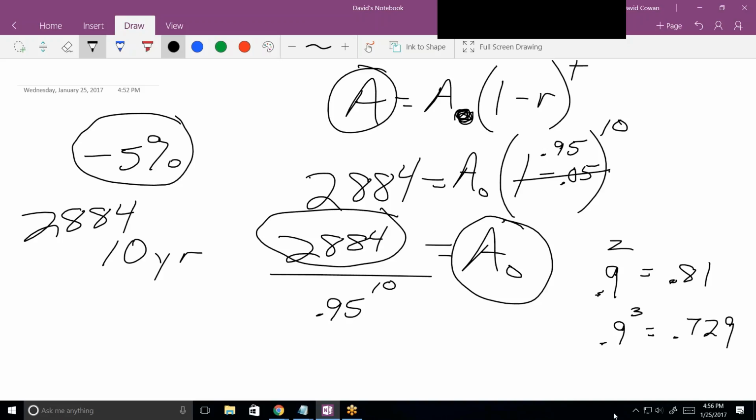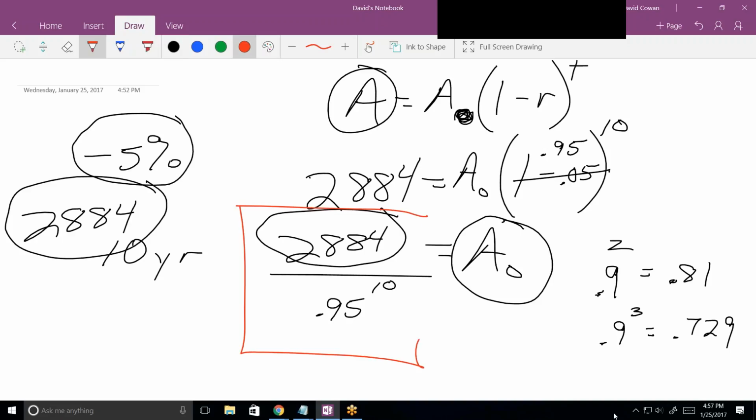I mean, we've got the manatees going extinct. We don't have them multiplying. So if there's 2,884 at the end of 10 years, there must have been a lot more than that to start with. And if you do this on a calculator, you'll get a number that's quite a bit bigger than 2,884.